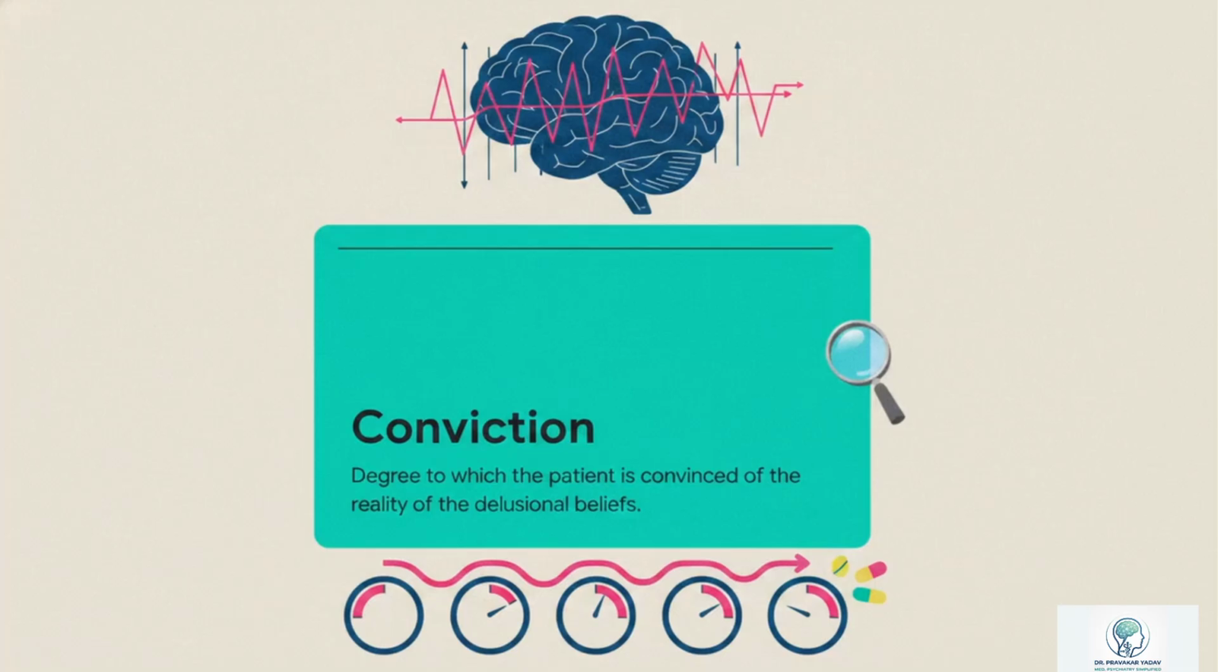First up is conviction. Basically, this is the degree of certainty the patient has in the reality of their belief. And what's super interesting here is how it breaks from the old model. Unlike Jaspers' static view, where you're either 100% convinced or not at all, Kendler pointed out that conviction can actually fluctuate. It can ebb and flow over time, and crucially, it can scale down during treatment.